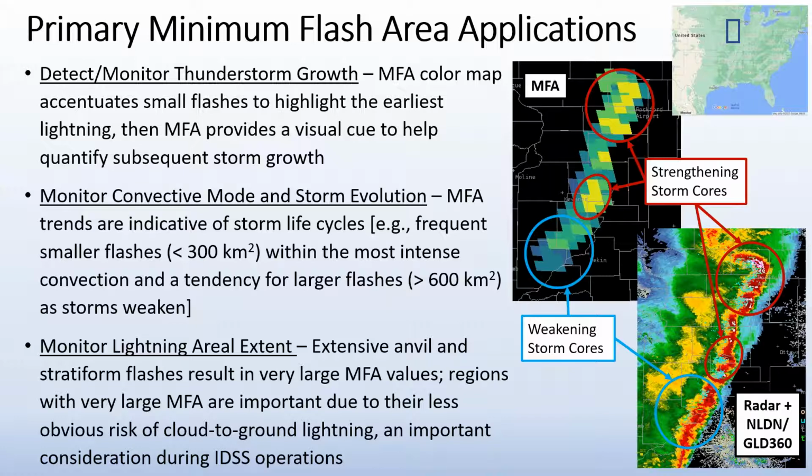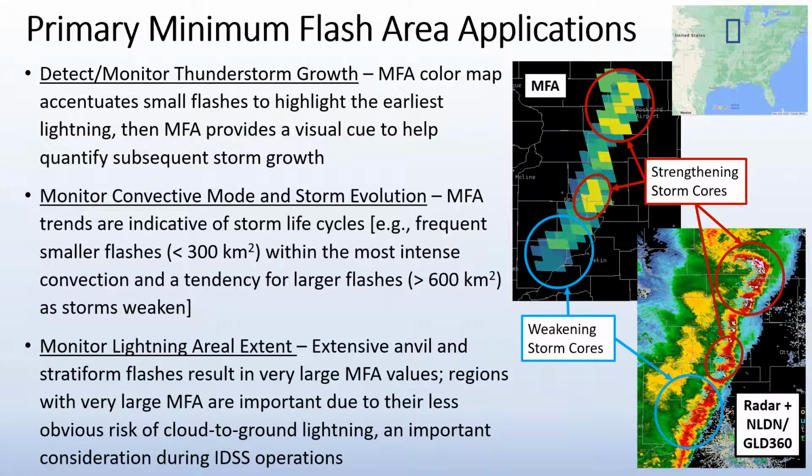So that gives you a clue. Okay, we now have our storms developing lightning, and then in addition, the MFA provides a visual cue to help quantify subsequent storm growth. So as those storms continue to grow, then you will notice the MFA highlight that storm growth, because the lower MFA values tend to indicate strengthening convection. And that leads well into the next point.